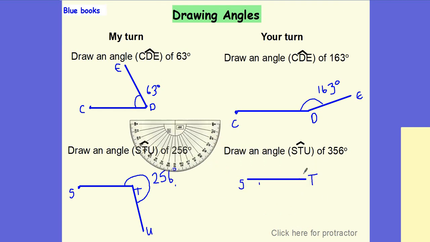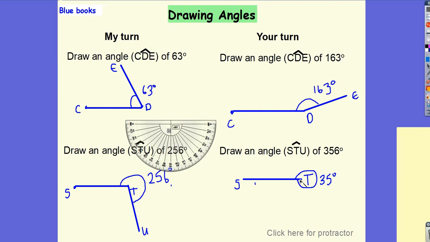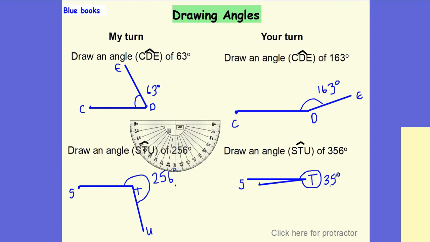So 356 degrees is going to look like this. Yours will probably be better because it's easier to draw it on a piece of paper than on a board. But there's my 356 degrees.